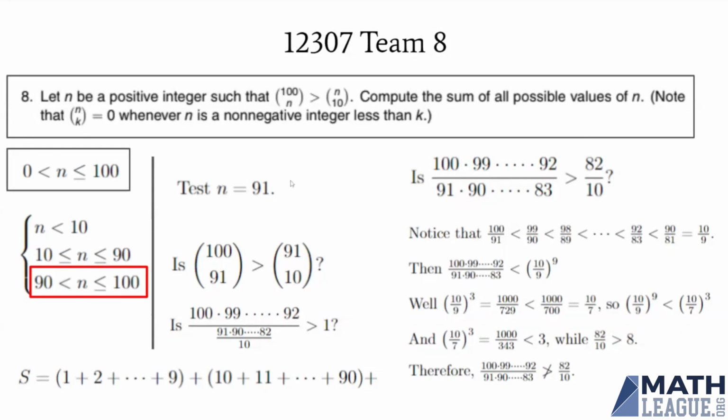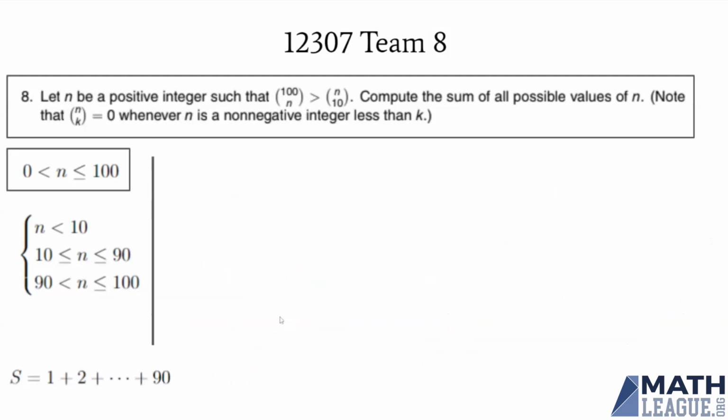So 100 choose 91 is also not greater than 91 choose 10. So 91 is not going to be in our sum for S. If we remember that as n increases, 100 choose n decreases, but n choose 10 increases, then none of the values greater than 91 are going to work either. So that means that S is simply 1 plus 2 plus so on until 90. And that's the sum of the first 90 positive integers. So that's 90 times 91 over 2, which is 4095. That is our final answer.